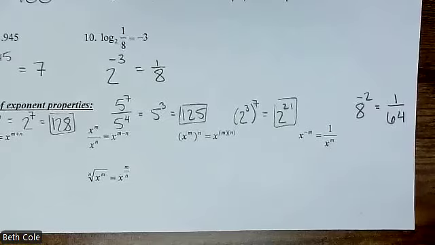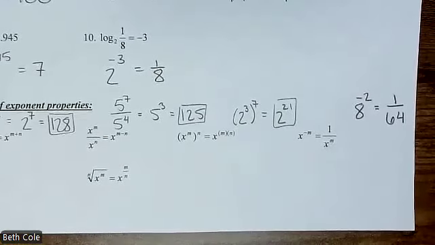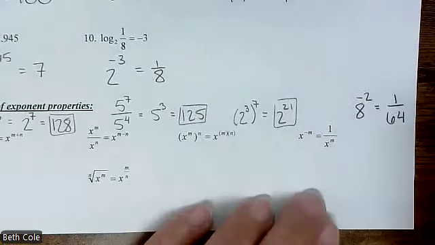So the answer doesn't come out negative. It just flips it. That's what the negative does. It makes it a reciprocal. Here, we'll do one. Did I do that right? Okay. For a second, I thought I messed something up.